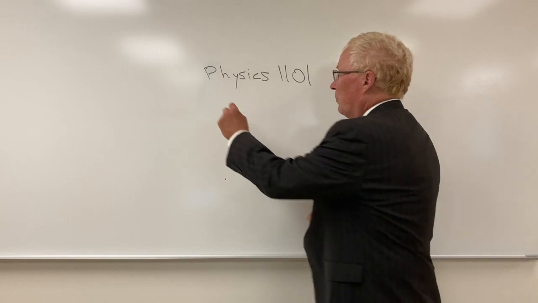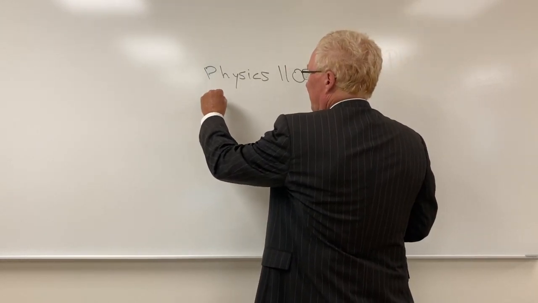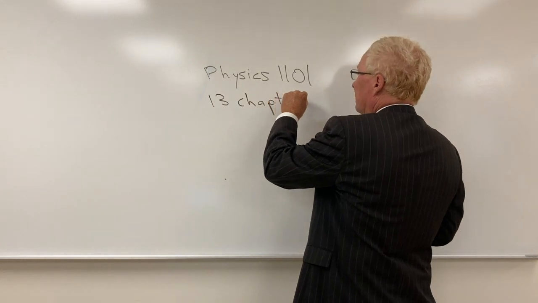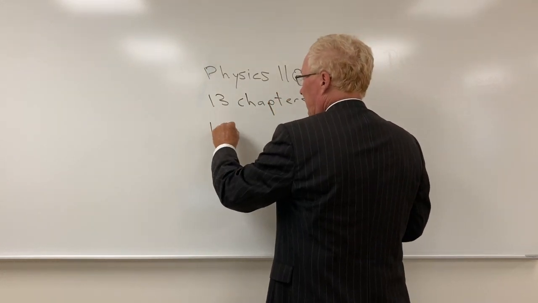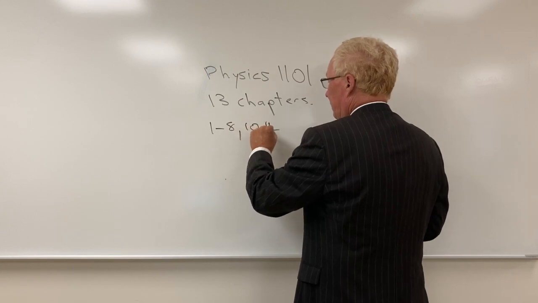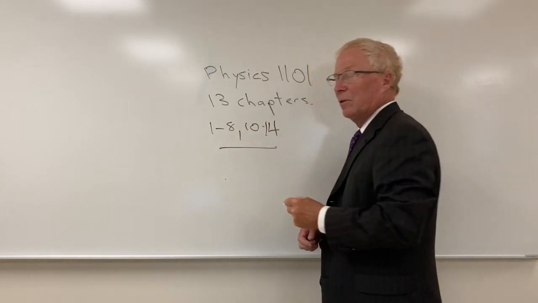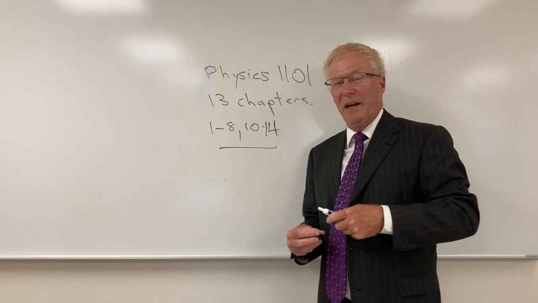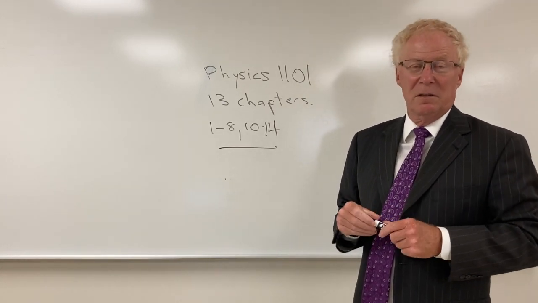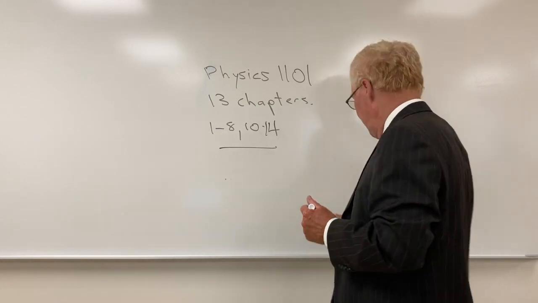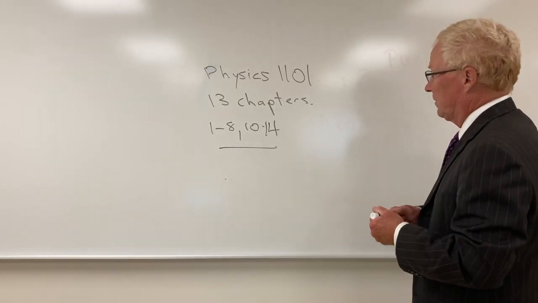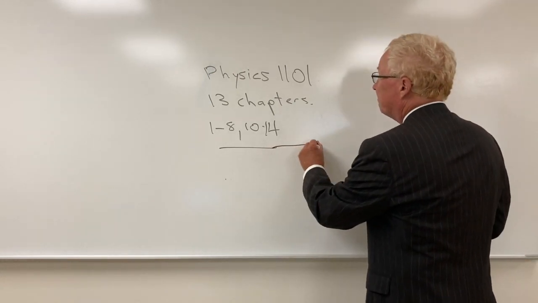So there will be a total of 13 chapters. We'll be covering 1 through 8 and 10 through 14. Second semester, 1102, we'll be doing the second half of the textbook up through modern physics briefly. All right, so that's the text, that's the course there as far as that's concerned.